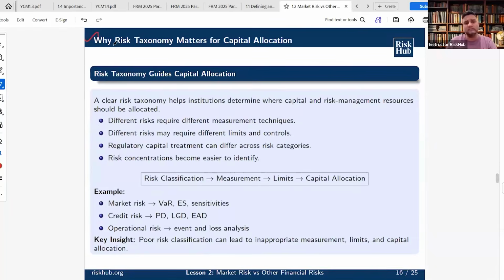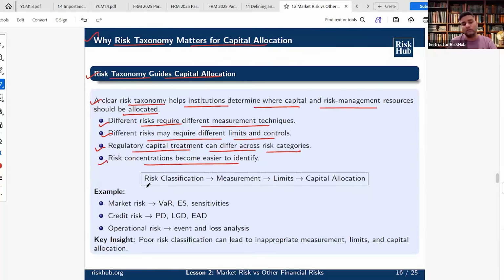Slide number 16, why risk taxonomy matters for capital allocation. Risk taxonomy guides capital allocation. A clear risk taxonomy helps institutions determine where capital and risk management resources should be allocated. Different risks require different measurement techniques. Different risks may require different limits and controls. Regulatory capital treatments can differ across risk categories. Risk concentration becomes easier to quantify or identify. Risk classification leads to measurement, to limits, to capital allocation.